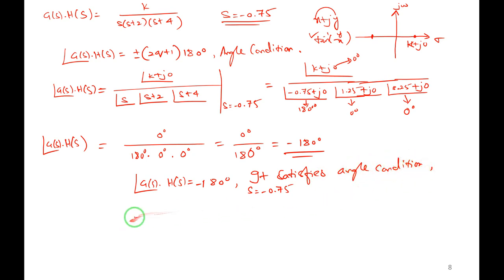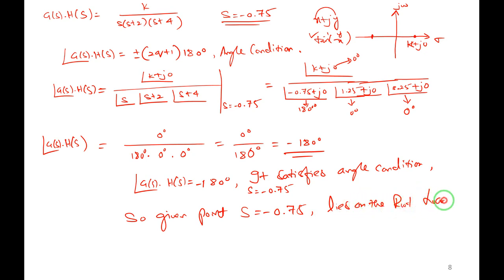So given point s equal to minus 0.75 lies on the root locus. I hope you understand. If the point has to be on the root locus, it has to satisfy the angle condition. If it satisfies the angle condition, I will say that the point lies on the root locus. I hope you are understanding my statement.